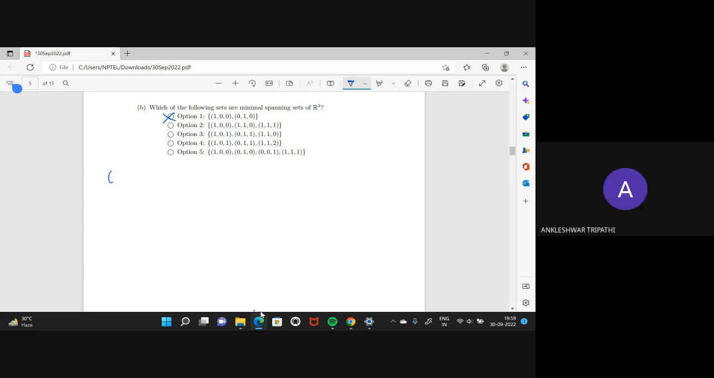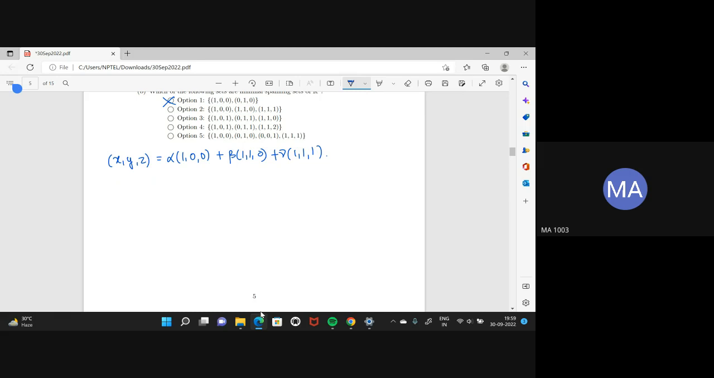Because X, Y, Z are independent, any vector can be expressed as alpha times 100 plus beta times 110 plus gamma times 111, and then you can find out what alpha, beta, gamma are.